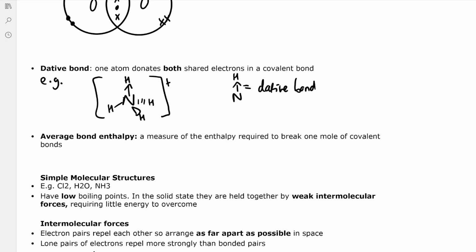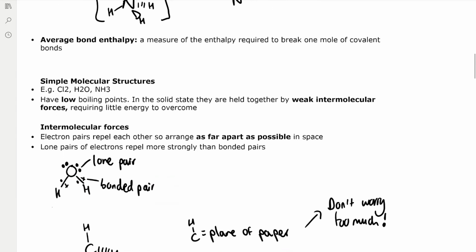And then we have something called the dative bond, which is when one of the bonding atoms donates both shared electrons in a covalent bond. For example, in the NH4+ ion, one of the bonds is a dative covalent bond because the nitrogen atom is the only atom which donates the electrons in the bond. And then average bond enthalpy is defined as a measure of the enthalpy required to break 1 mole of a covalent bond.